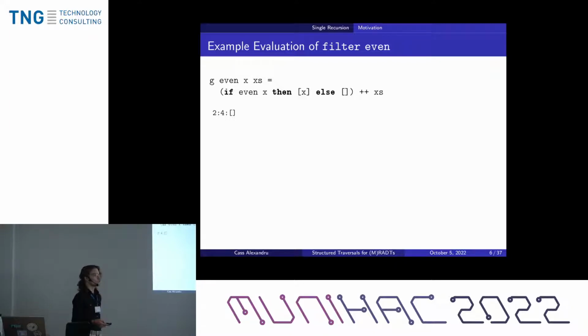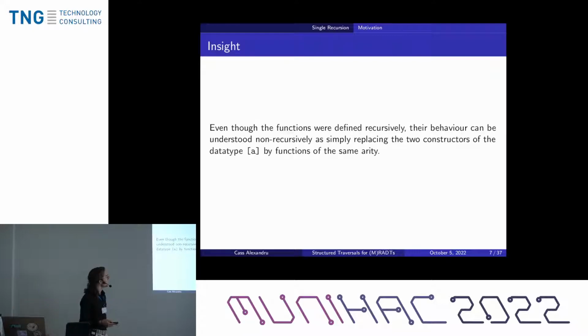And basically you're replacing the data structure with the call structure of the recursive functions that's going on. And so what we can see from this is that even though we define these functions recursively, what they're doing can be understood non-recursively by factoring out what happens in the recursive step from the actual recursion that's going on, because that is basically derived from the structure of our data structure.